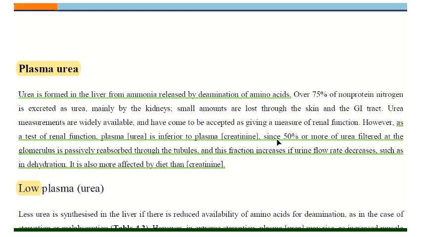ليش؟ Since 50% or more of urea filtered at the glomerulus is passively absorbed through the tubules, and this fraction increases if urine flow rate decreases, such as in dehydration. وأيضا, it is also more affected by diet than the creatinine concentration.